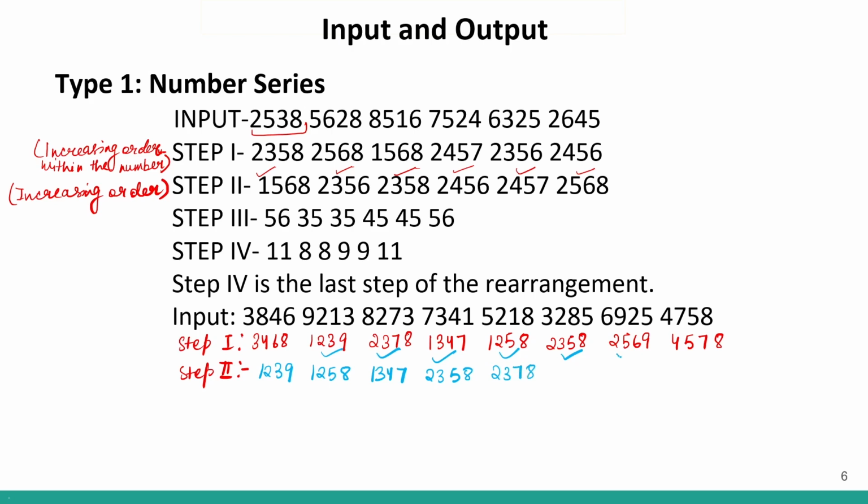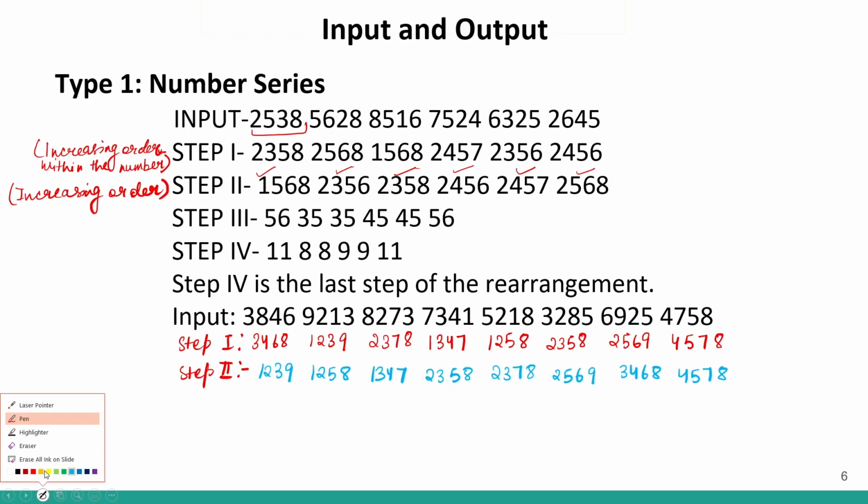Correct? After this, we will move on to 2569. Correct? Then 3000. So 3468. And then we will get 4578. Correct? So now we have also arranged them in increasing order. The entire range we have arranged in increasing order.